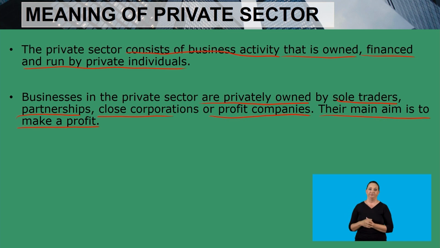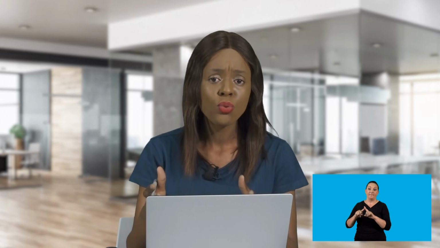So the businesses that you find here under the private sector are owned by private individuals. It can be a sole trader, it can be partnerships, it can be close corporations or profit companies. These individuals started these businesses with the main aim of making a profit, selling a product or rendering a service to the consumers with the aim of getting a profit in return. So the government is not part of these businesses. They are solely owned by private individuals.